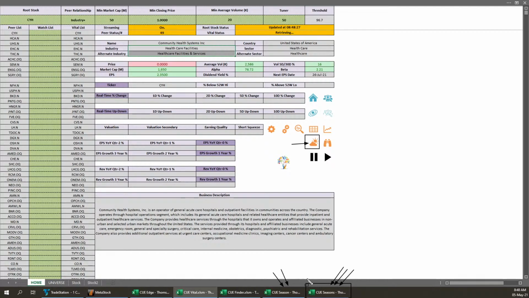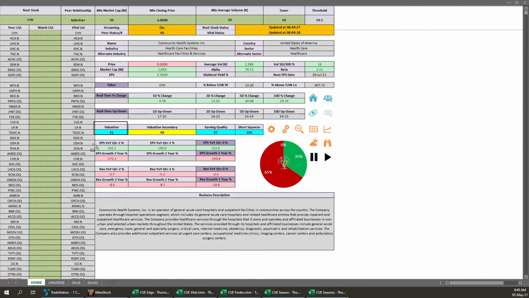But if you are like me, where I check seasonality at the end, then you just keep Q season open. You could keep both open, but that is superfluous in my view. So in any case, CYH, great valuation, great earnings growth, that is a 3-star fundamental buying candidate, had a short squeeze, great earnings quality, and see its seasonality.